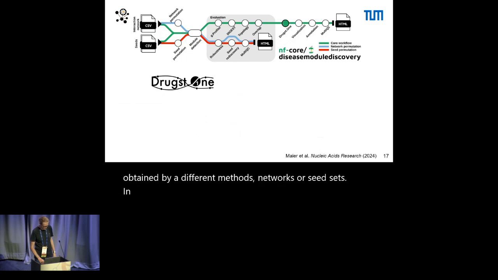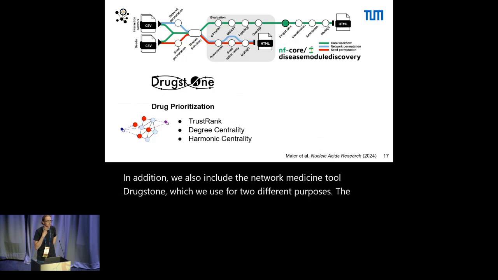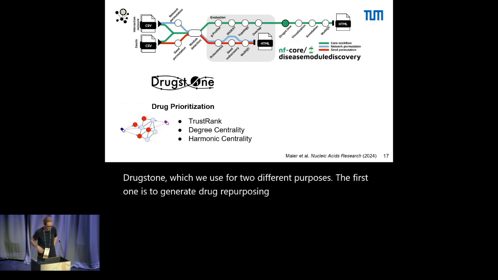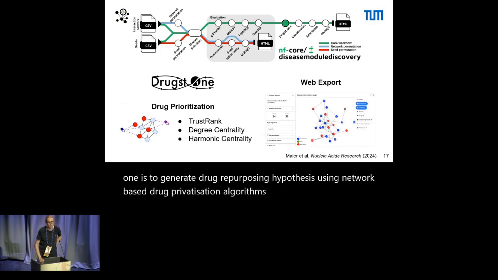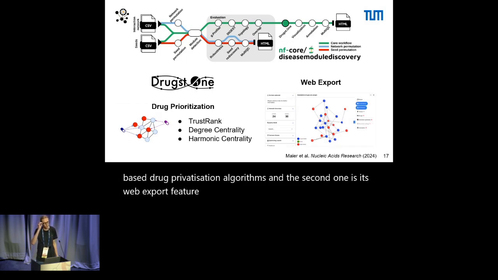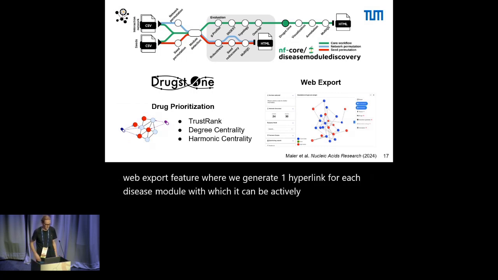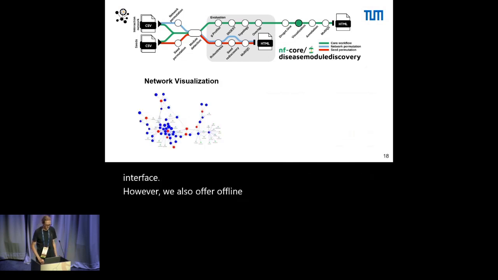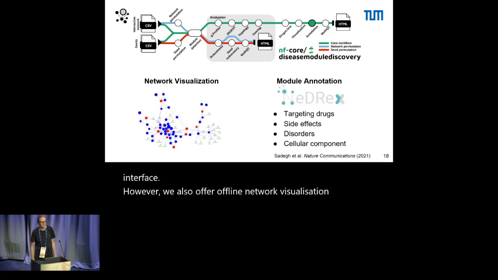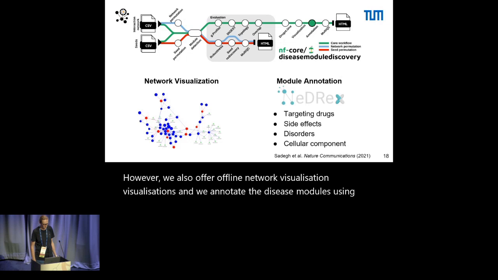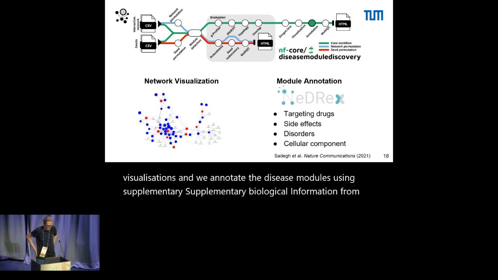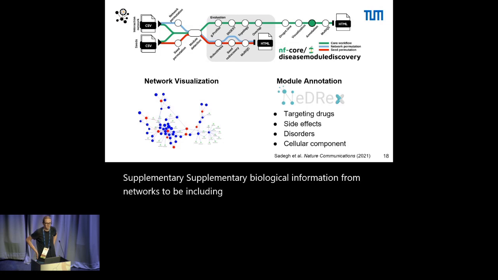In addition, we also include the network medicine tool DrugStone, which we use for 2 different purposes. The first one is to generate drug repurposing hypotheses using network-based drug prioritization algorithms. And the second one is its web export feature, where we generate one hyperlink for each disease module, with which it can be interactively explored and visualized directly through the DrugStone web interface. However, we also offer offline network visualizations. And we annotate the disease modules using supplementary biological information from NeDRex, including targeting drugs, the side effects, associated disorders, or the cellular components of proteins.